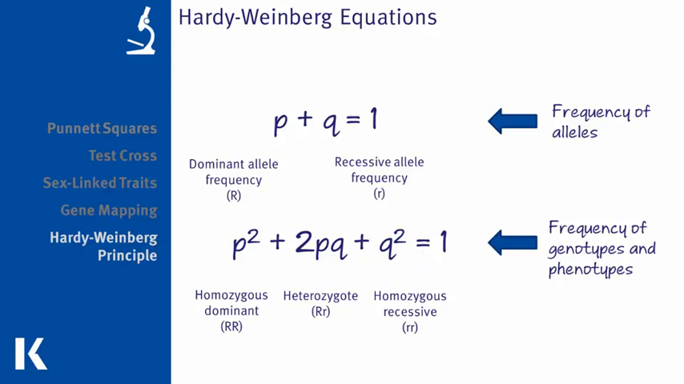Remember that all the information that you need to solve any MCAT Hardy-Weinberg problem is the value of P, P squared, Q, or Q squared. From there, you can calculate everything else using these 2 equations.